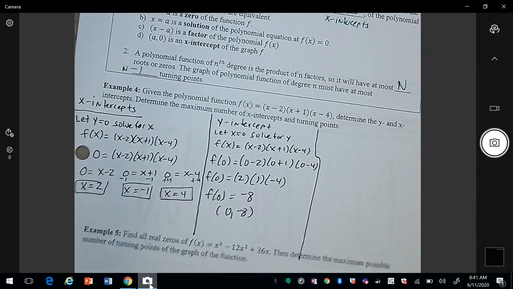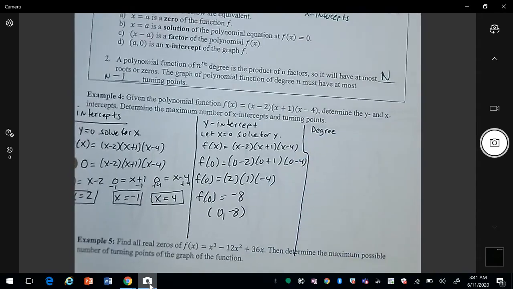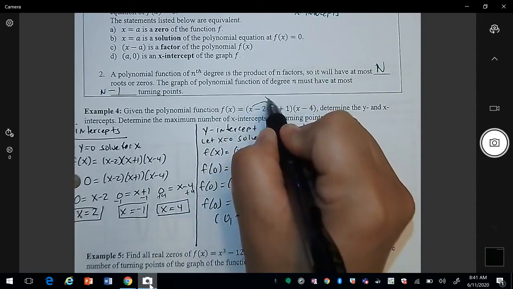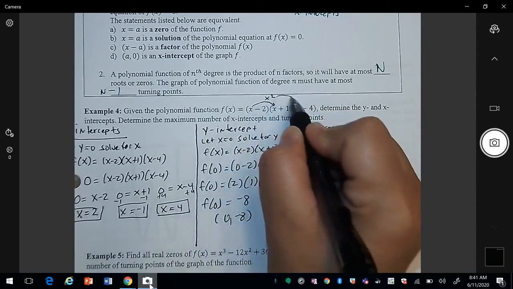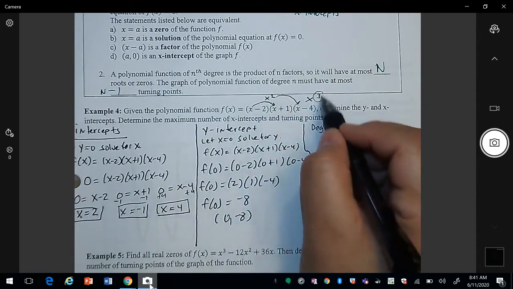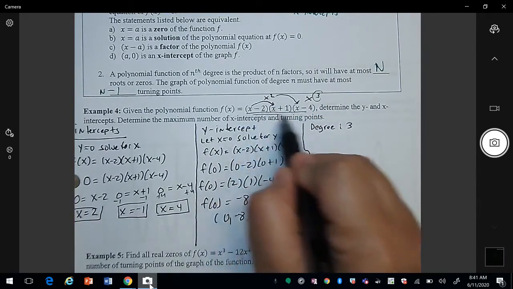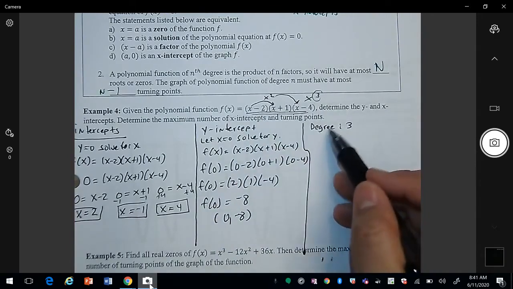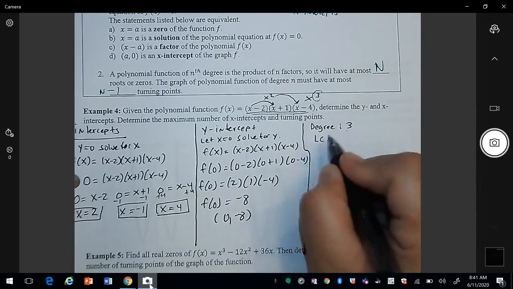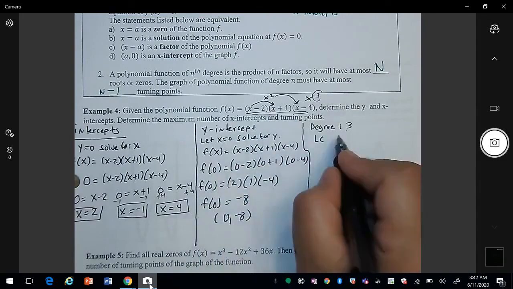So notice here that our degree for this polynomial, if I was to multiply x times x, I get x squared, and then x squared times x is going to be x cubed. So my highest degree is going to be 3. And I encourage you to multiply this entire thing out, and you'll see that we still have a degree of 3. And our leading coefficient, well, this is a 1 times a 1 is 1 times a 1 is 1.